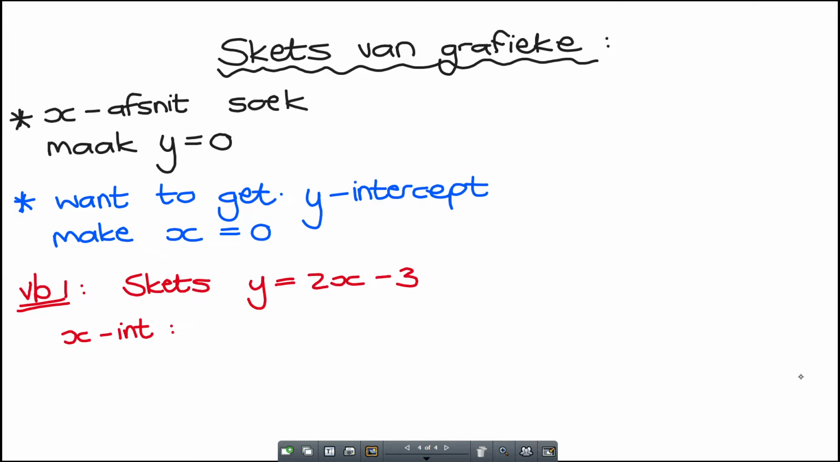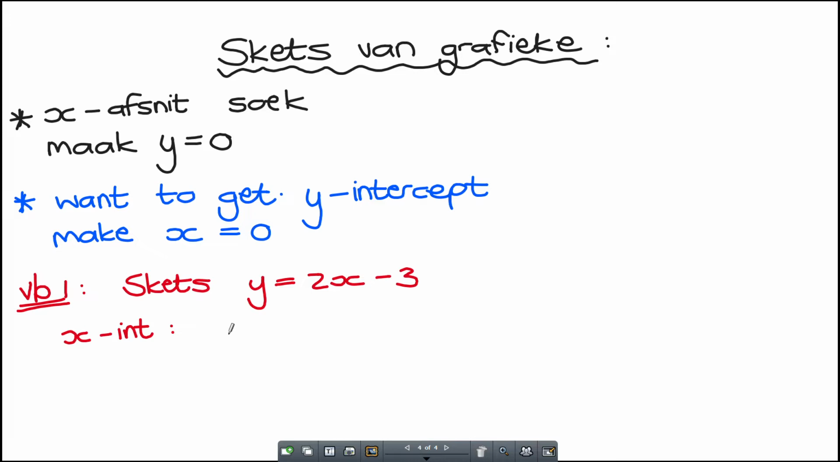Okay, so now I'm asking you to sketch the following graph. y is gelyk aan 2x minus 3. So, jy kan sien dis in die formaat van 'n reguit lyn, né? Okay, so first get our x-intercept. So, dit beteken ek gaan vir y gaan 0 maak, né?